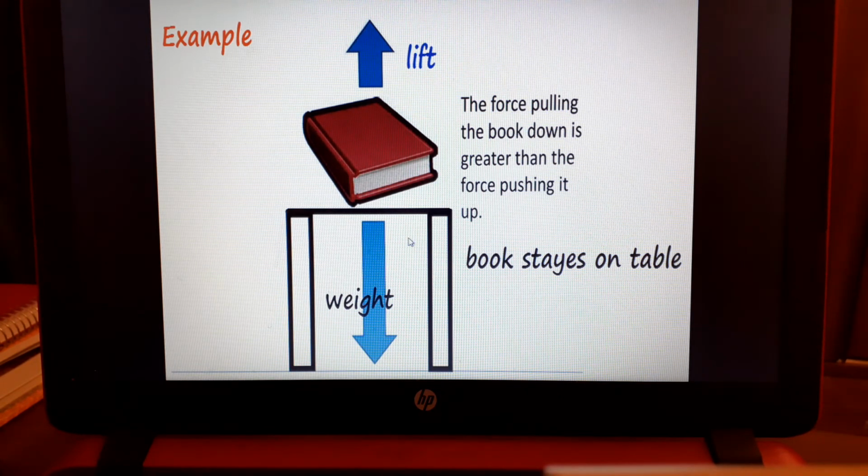Now, which force will win? Weight. So the force of weight will win, and therefore the book stays down and not up. Otherwise, it would be a very big mess.